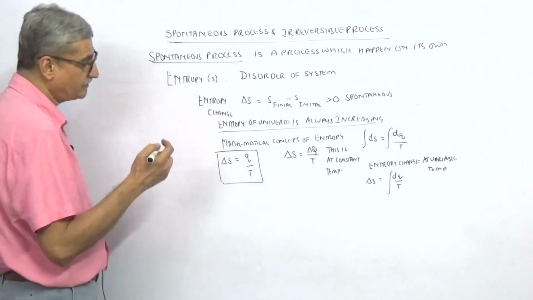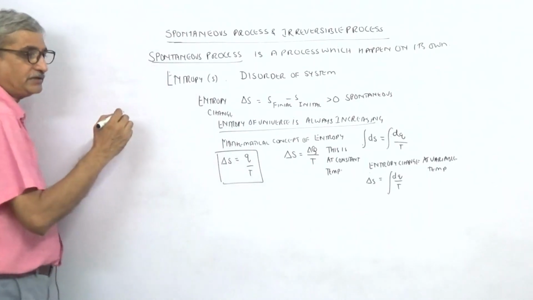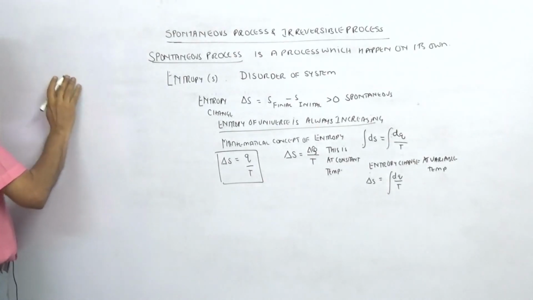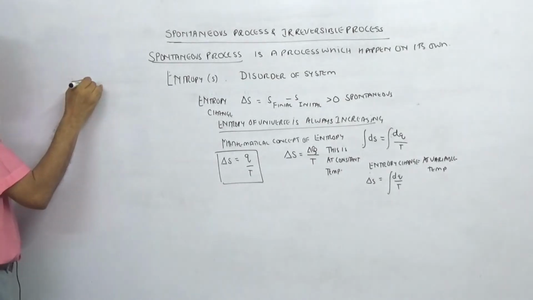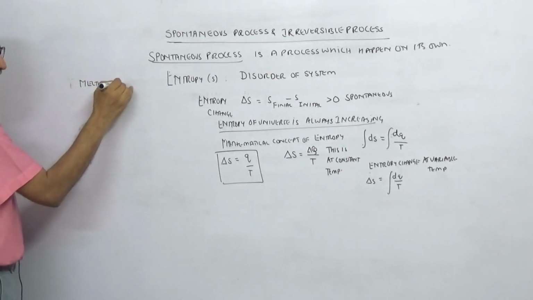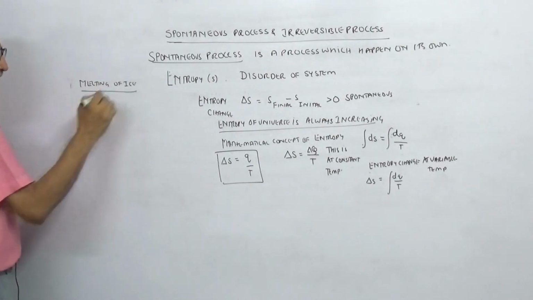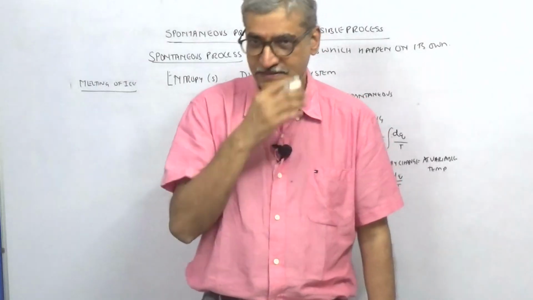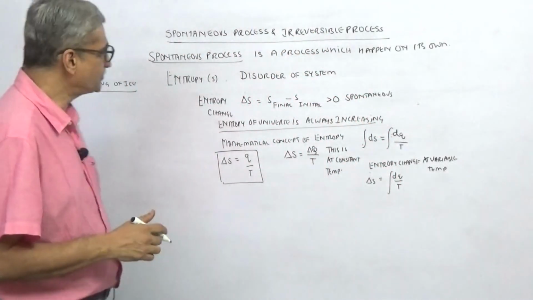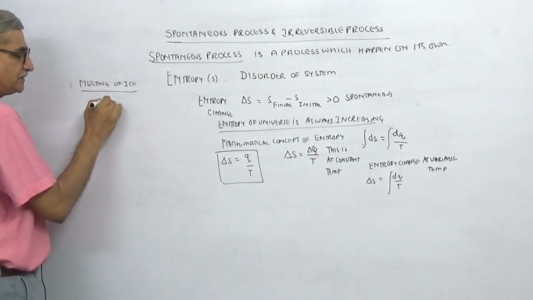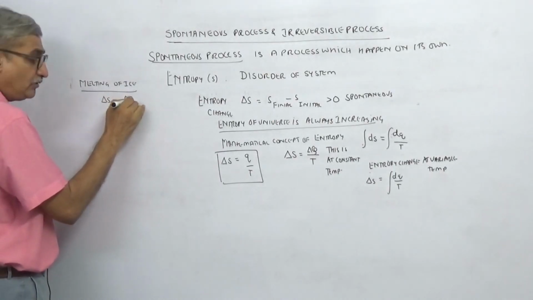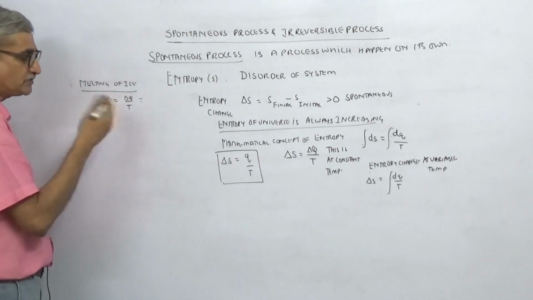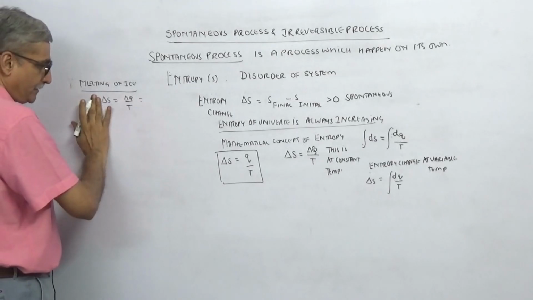Let us go back to our example with which we started: the melting of ice. In the melting of ice, what happens? 80 calories per gram was absorbed by the system. So delta S will be equal to delta Q at constant temperature, 0 degrees centigrade. Delta S was positive. It was absorbed.